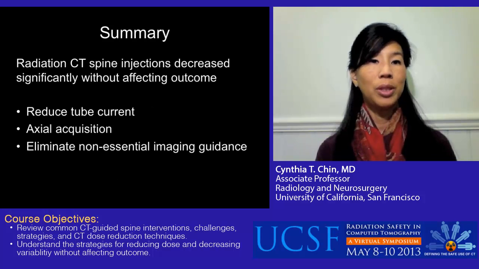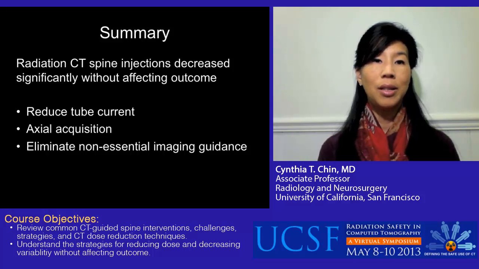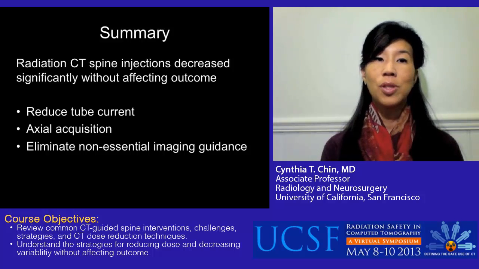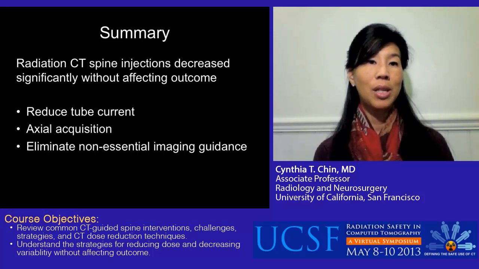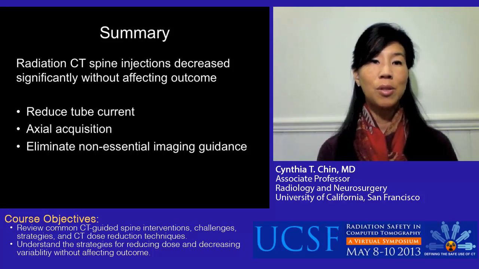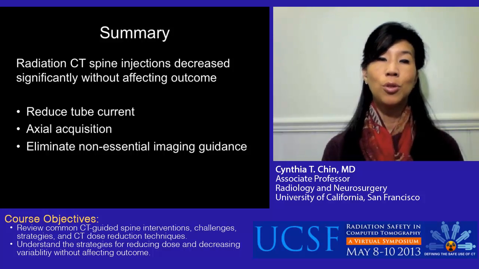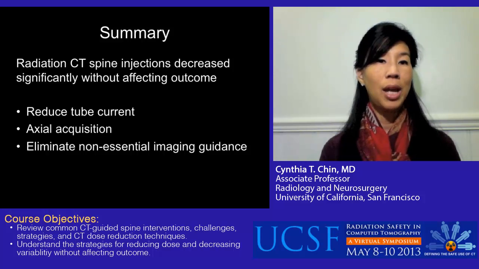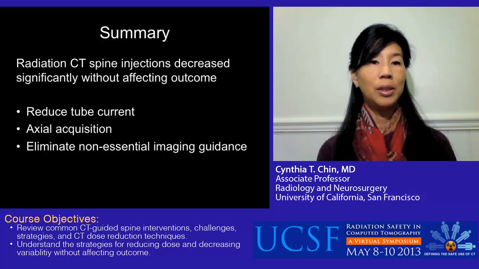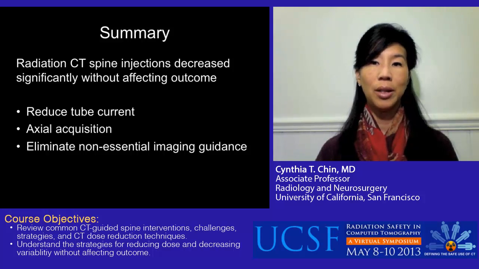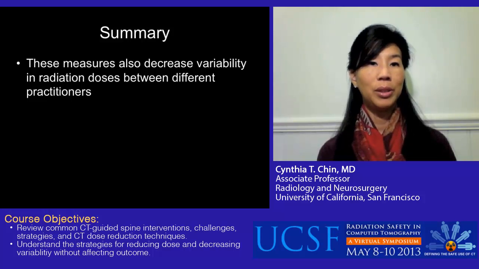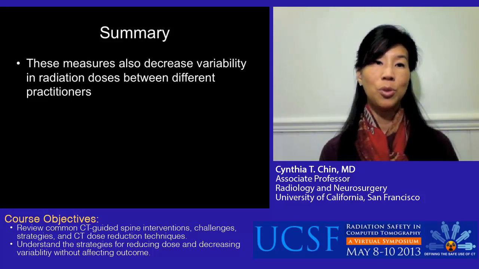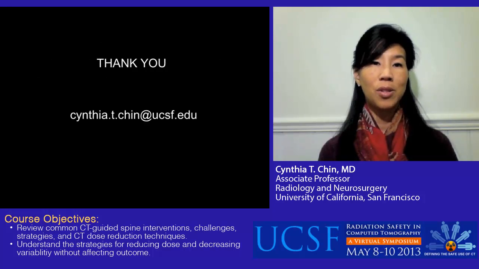And so in summary, the radiation exposure from CT-guided spine injections decreased substantially without affecting outcome in our patients. And we did this with 3 simple strategies: reducing tube current, using axial acquisition, and eliminating non-essential imaging guidance. And these measures also decreased the variability in the radiation doses between different practicing physicians.